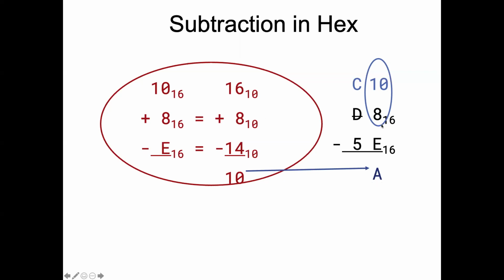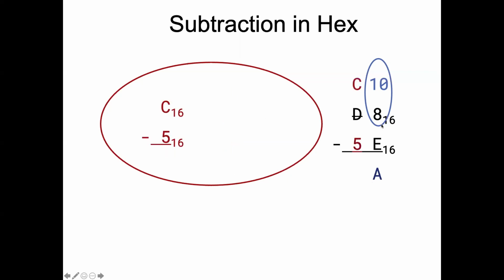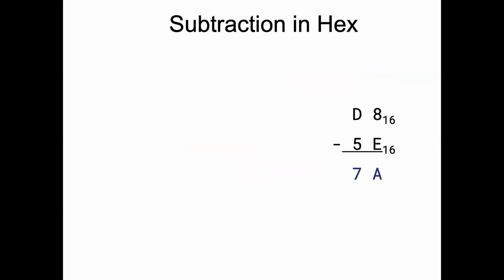If I move to the next digit, I've got to compute C minus 5. I can hop over to base 10 to do that. C is another name for 12 in base 10. The 5 is another name for 5 in base 10. 12 minus 5 is 7, and I can write that down as just a plain old 7 in hexadecimal. So D8 minus 5E is 7A in hexadecimal.